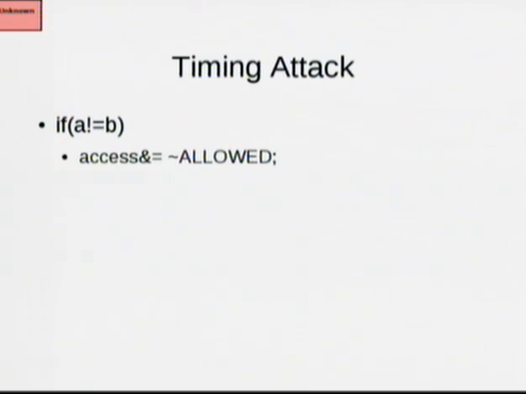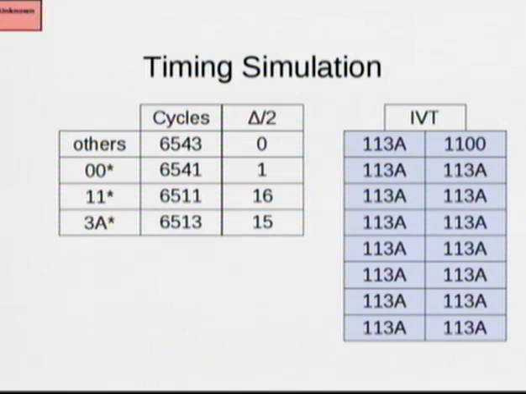But if you have this code, it takes longer to run if A does not equal B because it has to run that clause in the middle. And you can measure this. On the left, you see the number of clock cycles that each simulation took to run. You can see that some bytes, 0, 0, 11, 3A, completed faster. The difference of clock cycles divided by 2 gives you the number of times those bytes occur within the password. If you see this password on the right, you'll notice that 3A occurs 15 times, just as predicted. 11 occurs 16 times, and 0 occurs only once.